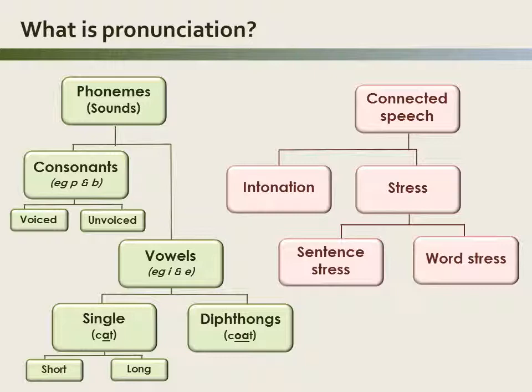On the right hand side you see that you have the aspects of pronunciation that relate to connected speech. One of the most important aspects is stress, and you have the stress in individual words. So for example, you say elephant rather than elephant, and then sentence stress, where you choose which word in a sentence to stress, and that can change the meaning. And sentence stress is very strongly linked to intonation, which is probably the most slippery of all the concepts in pronunciation.